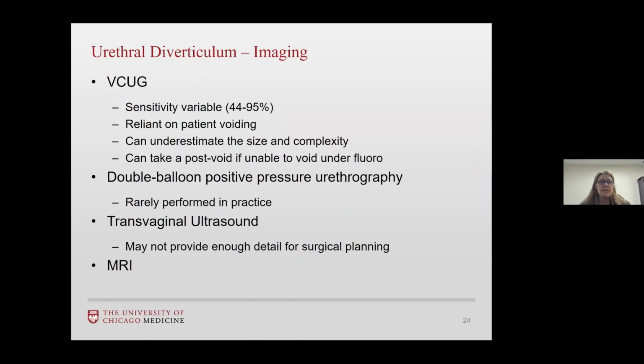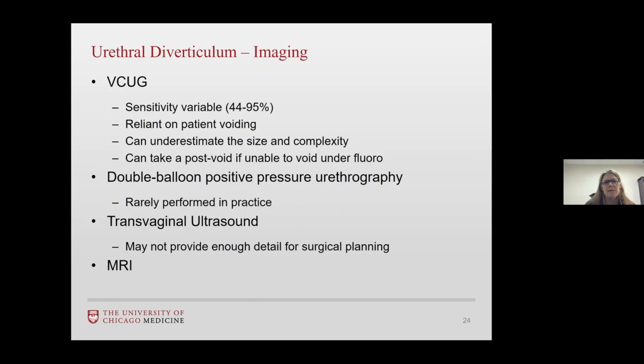Using imaging, VCUGs aren't great. It has a wide range of sensitivity, and it's reliant on the patient voiding. It can also underestimate the size and complexity. If a woman can't go to the bathroom on the table, then they can do a post-void x-ray to see if there's a distension of the pouch with the contrast.